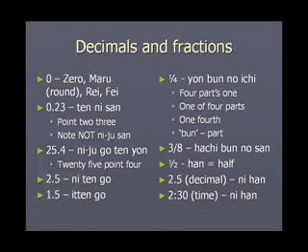0.23. This is expressed as rei ten ni san. Then ni for 2 and san for 3. Rei ten ni san. 0.23. Please note, it is not 23, it is 0.23. 25.4. Niju go ten yon. 25.4.